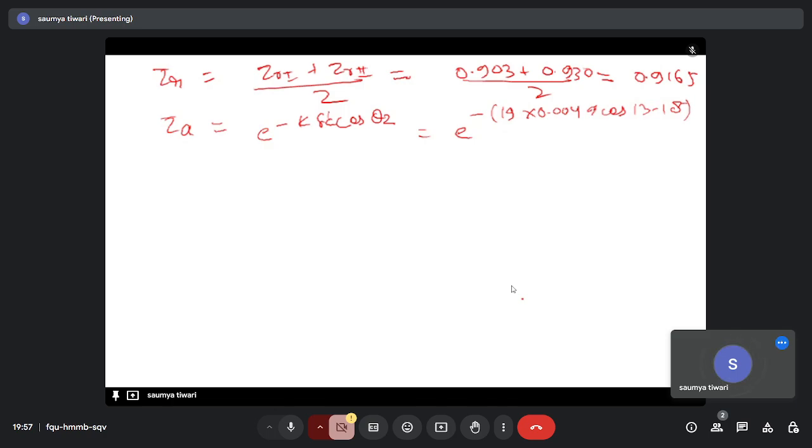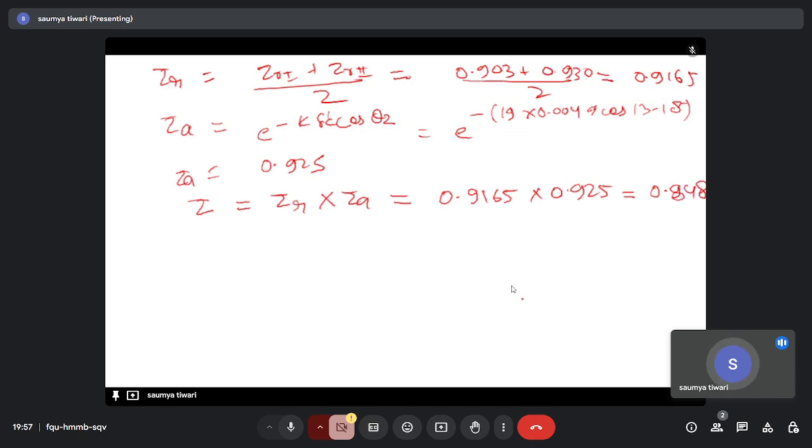If we solve this, the tau a value comes to be 0.925. Now the transmittivity is due to both refraction and reflection, and due to absorption. So the total transmittivity of the glass cover will be the multiplication of these two values, which will be 0.848. So this we have calculated for beam radiation.